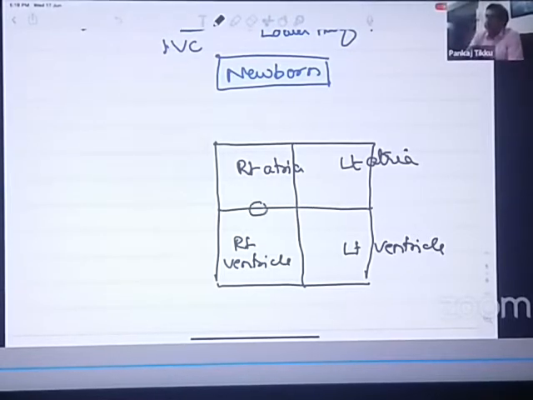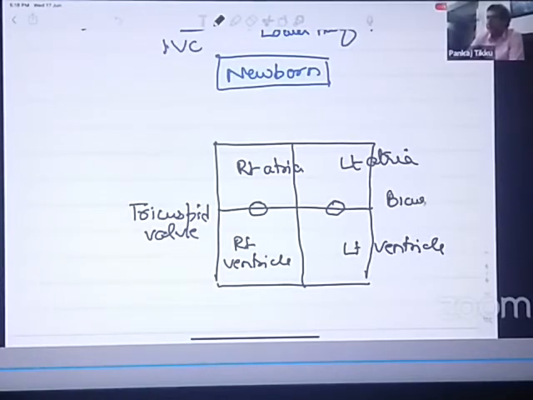The valve which is located between the right atria and the right ventricle is known as the tricuspid valve. The valve which is located between the left atria and left ventricle is known as the bicuspid valve or the mitral valve.